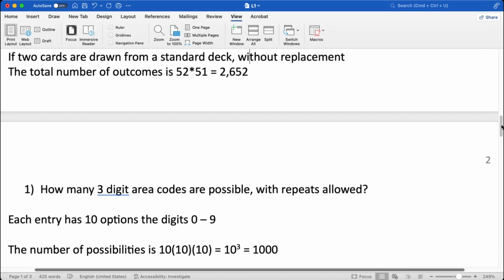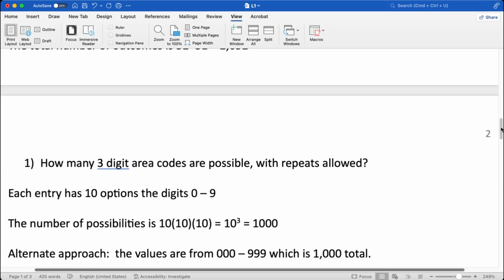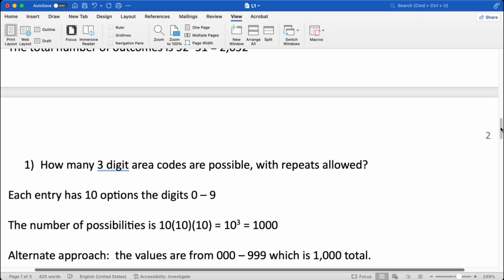So we're using the multiplication principle here. We're repeating this process 3 times, selecting a digit each time. There's 10 possibilities for each slot. 10 times 10 times 10 is 1,000 total possibilities. Slightly different approach here. You could think of this as all the possible values from 000 through to 999, which is 1,000 total. You have the numbers from 1 to 999 plus the 000.